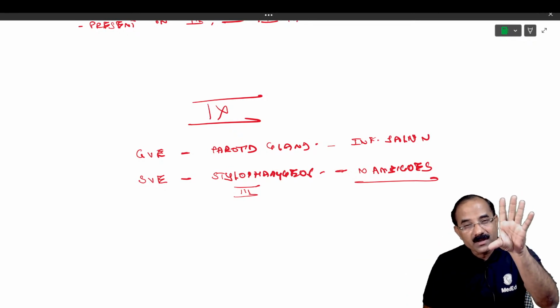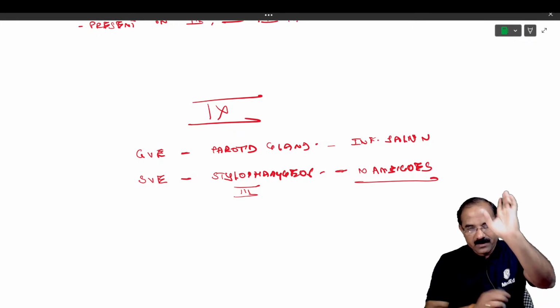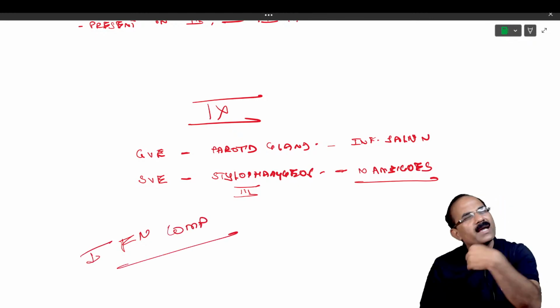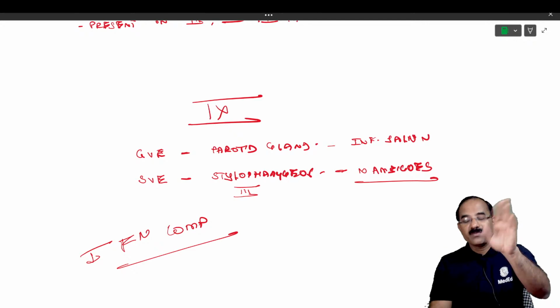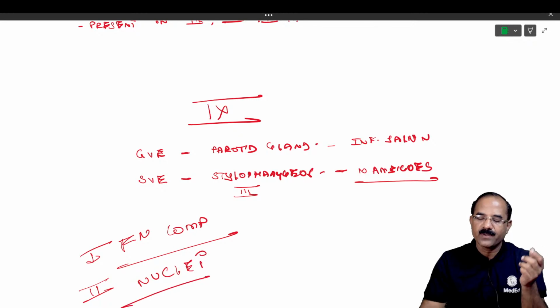So when you study the cranial nerves, the first thing you will be reading is the functional components. The first thing when we discuss any cranial nerve would be the functional components. Second would be the nuclei of the cranial nerve. Nuclei are this.